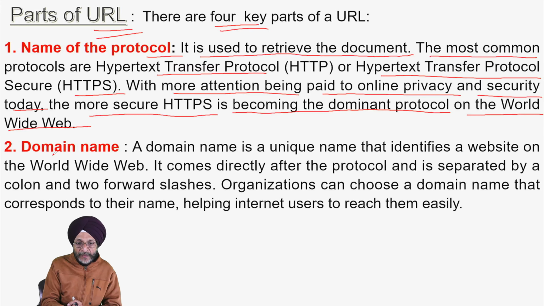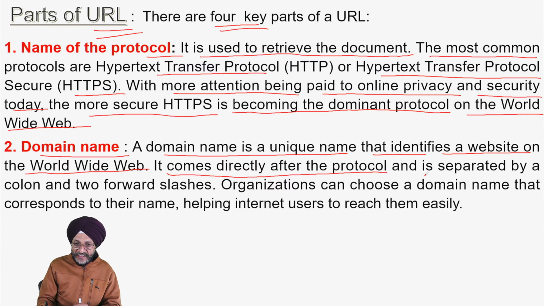Now the other part of URL is domain name. A domain name is a unique name that identifies a website on the World Wide Web. It comes directly after the protocol and is separated by a colon and two forward slashes. It means that after this there will be colon and two slashes, and then will come the domain name.